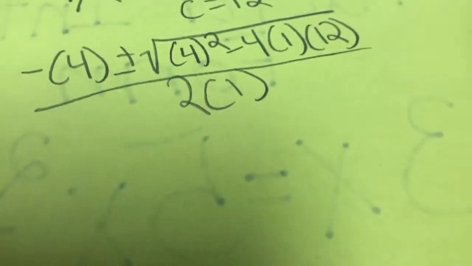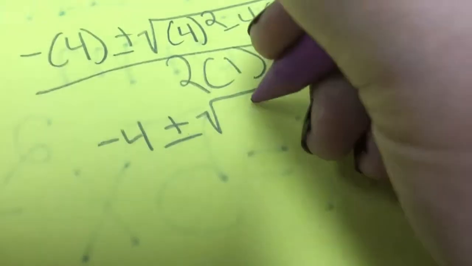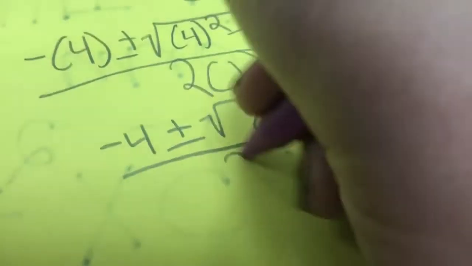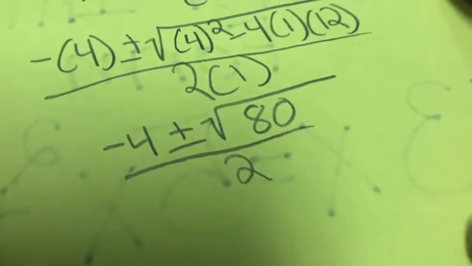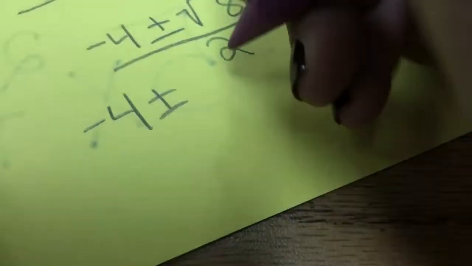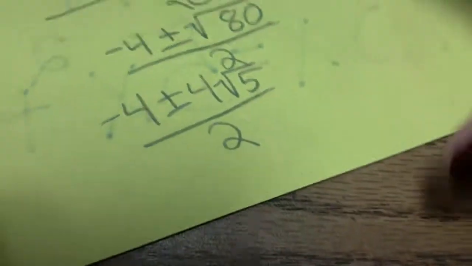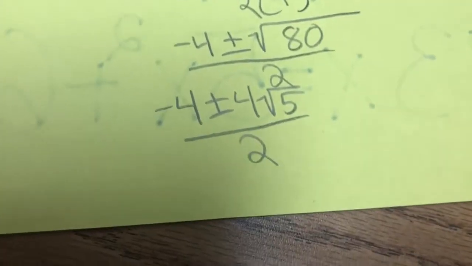So we're going to simplify this. So I've got negative 4 plus or minus the square root. I'm going to put all of that in the calculator to find that out, and I get the square root of 80 over 2. I'm going to simplify the square root of 80, and I get negative 4 plus or minus 4 times the square root of 5 over 2. So I need to simplify this. This is not the answer.